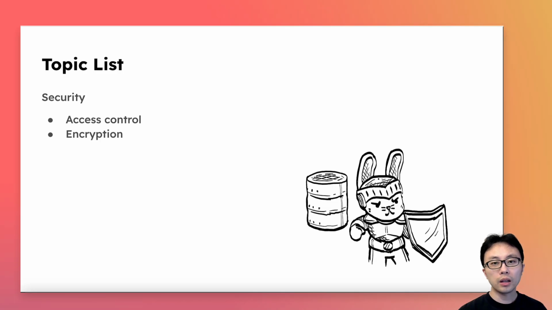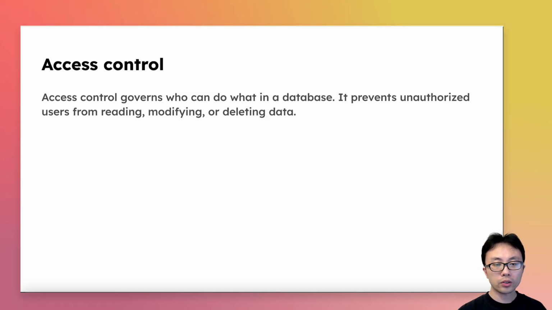In this video, we'll unpack these two pillars of database security: access control and encryption, and show you how they work together to protect sensitive data from misuse, leaks, and attacks. Let's start with access control.